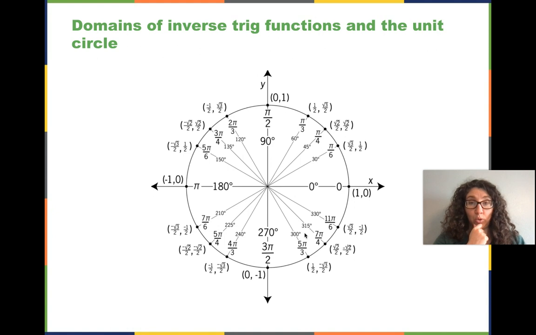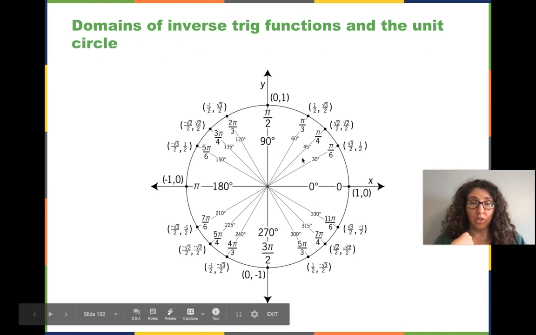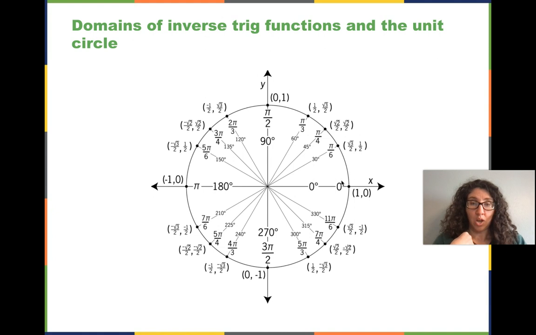Tangent is also in these two quadrants, from -pi halves to pi halves. Cosine is a little bit different. It's from 0 to pi. So we're looking for cosine values in quadrants 1 and 2. Okay, so inverse sine is quadrants 1 and 4. Inverse tangent is 1 and 4. Inverse cosine is quadrants 1 and 2.